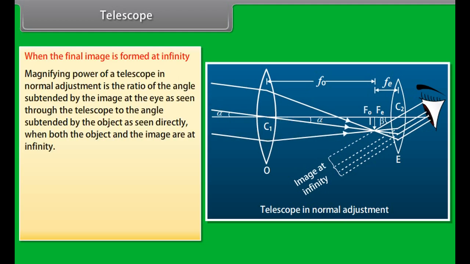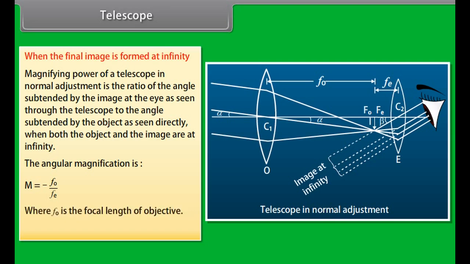Magnifying power of a telescope in normal adjustment is the ratio of the angle subtended by the image at the eye as seen through the telescope to the angle subtended by the object as seen directly, when both the object and the image are at infinity. The angular magnification is M is equal to minus Fo by Fe, where Fo is the focal length of objective, Fe is the focal length of the eyepiece.